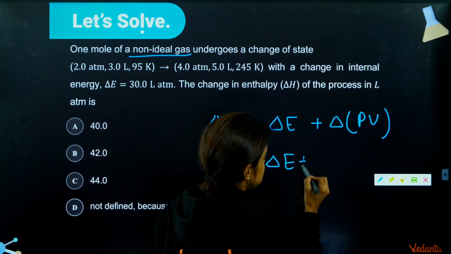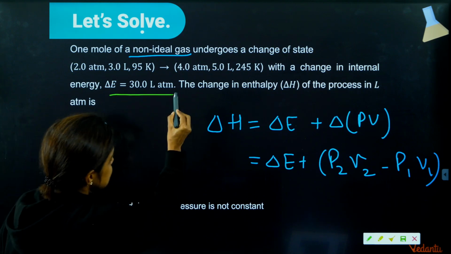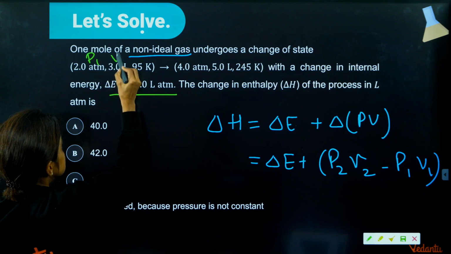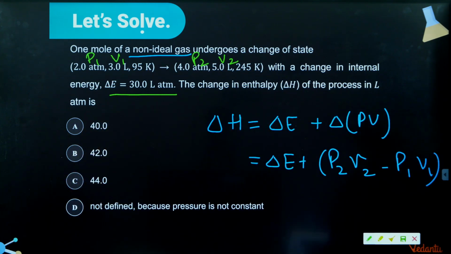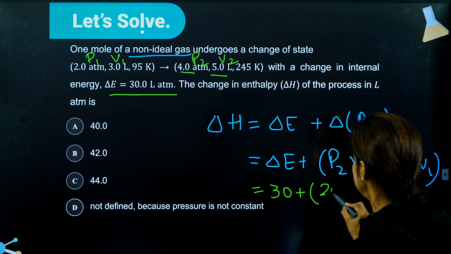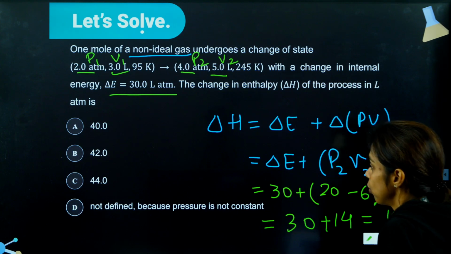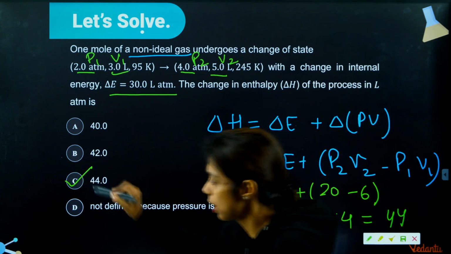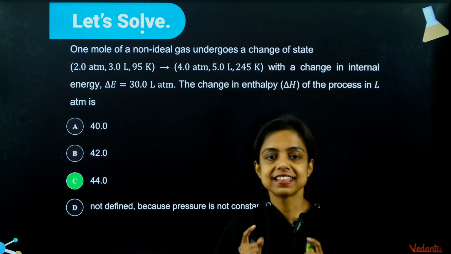So delta E plus P2V2 minus P1V1, right? So guys, delta E is given to you. This is P1, this is V1, this is P2, this is V2, right guys? You can put the values and you can see your answer. Got it? So what should be the answer? Simply putting the values, guys. So delta H is 30 plus P2 into V2, that is 20, minus 2 into 3, that is 6. So it is 30 plus 14, that is 44. Yes, 44 liter atmosphere should be your answer. Got it, guys? The unit is liter atmosphere. We are just solving the question in liter atmosphere. So the answer indeed is C.